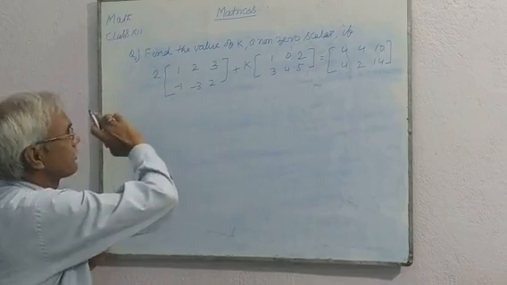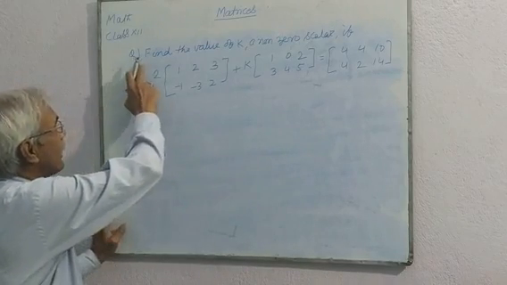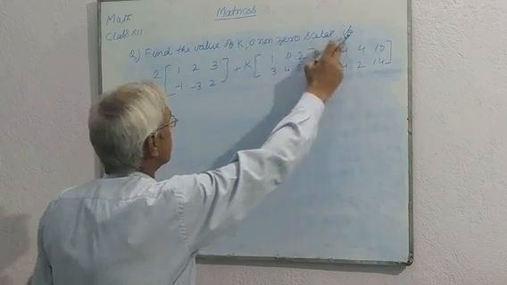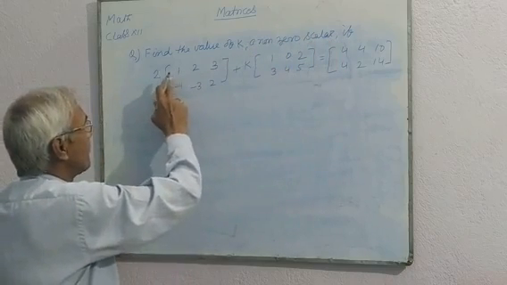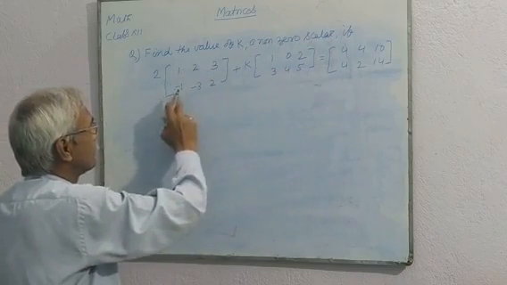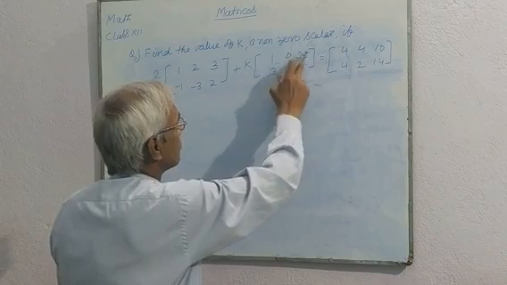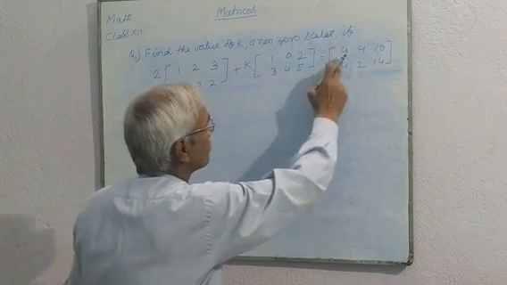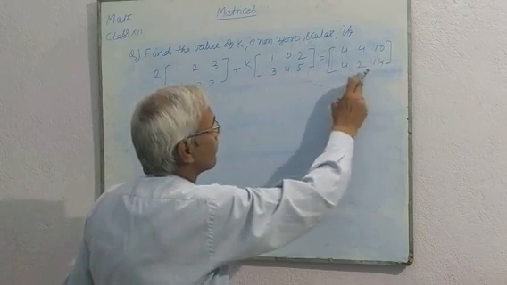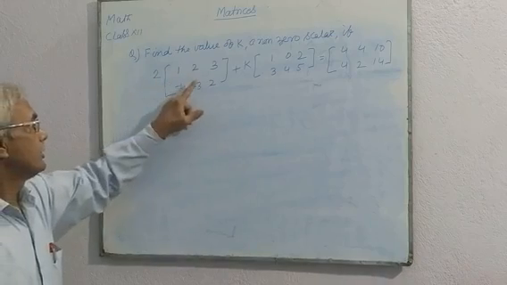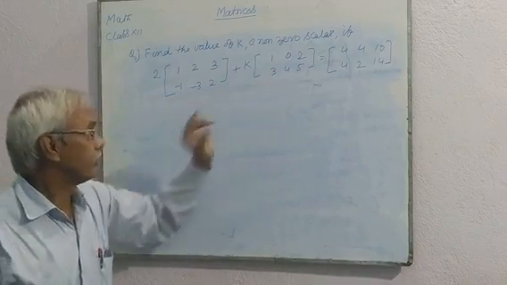Find another question. Find the value of k, where k is a non-zero scalar, if 2 into matrix [1 2 3; -1 -3 2] plus k into matrix [1 0 2; 3 4 5] equals [4 4 10; 4 2 14]. First of all, a scalar is multiplied into a matrix.